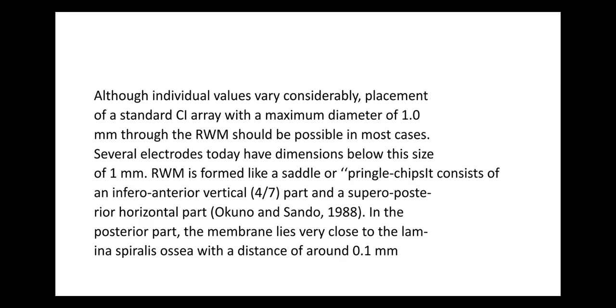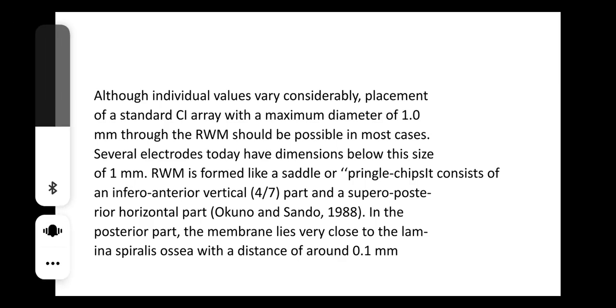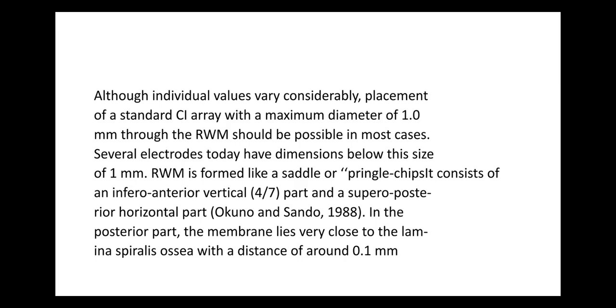Although individual values vary considerably, placement of a standard cochlear implant array with a maximum diameter of 1.0 mm through the round window membrane should be possible. In most cases, several electrodes today have dimensions below the size of 1 mm. The round window membrane is formed like a saddle or a Pringle chip. It consists of an infero-anterior vertical and a posterior-superior horizontal part. In the posterior part, the membrane lies very close to the lamina spiralis ossea with a distance of around 0.1 mm.